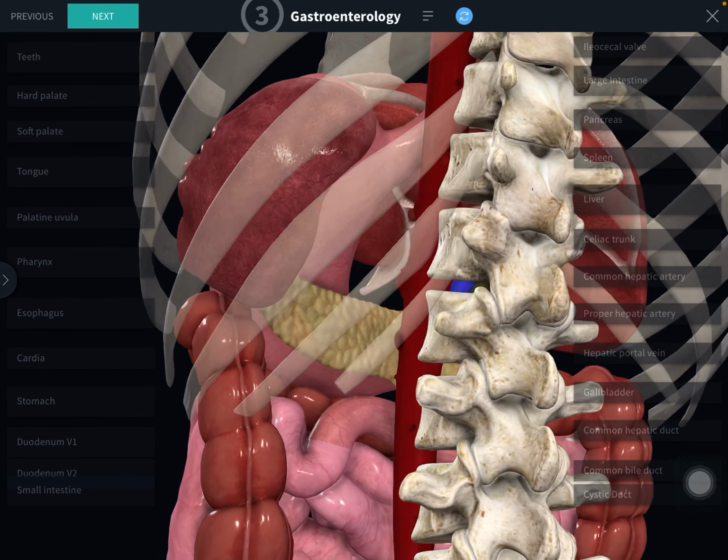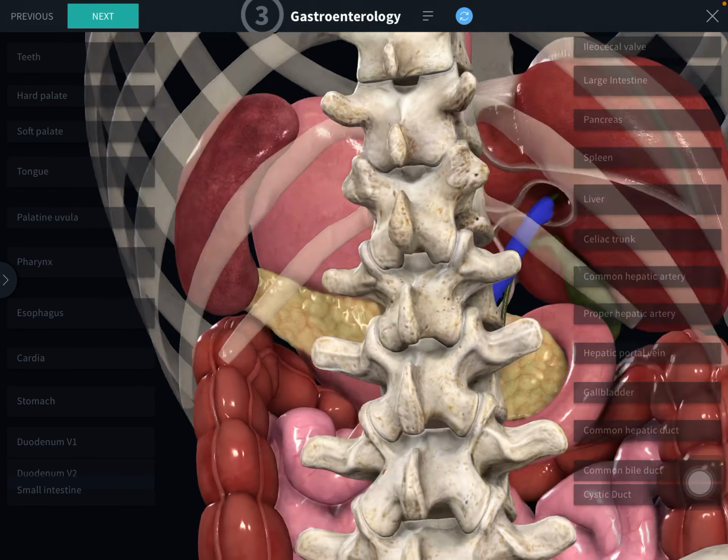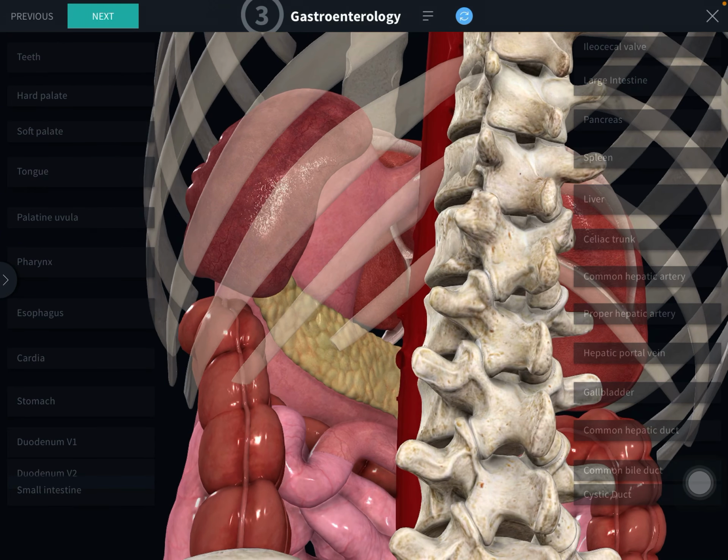Then this is the inferior border. It separates the renal impression from the diaphragmatic surface. And it coincides with the lower border of the left 11th rib.